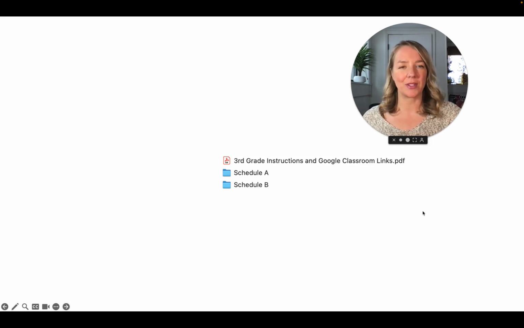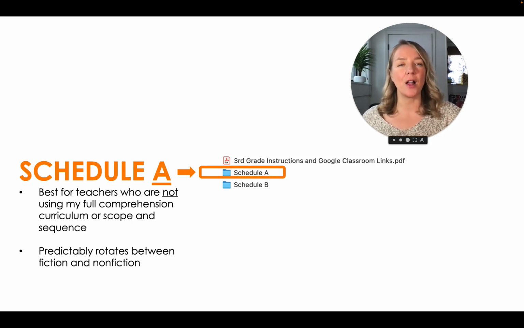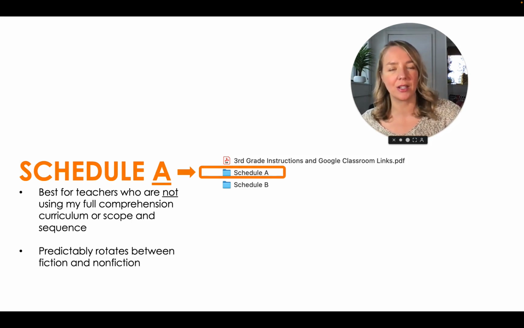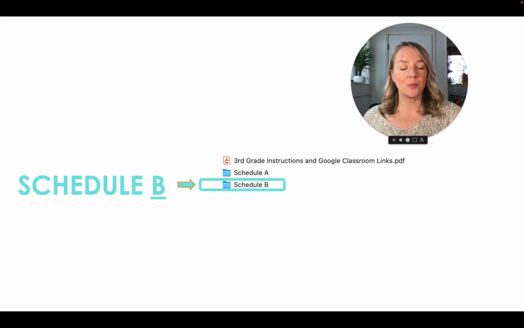Let me walk you through Schedule A versus Schedule B. So Schedule A is best for anybody who is not using my reading comprehension curriculum. It's the first product I made with this. It's something that's following a predictable pattern of fiction, then nonfiction, then fiction, then nonfiction. Schedule B is something I wrote for anybody who is using my curriculum bundles or who follows my scope and sequence of teaching your units.